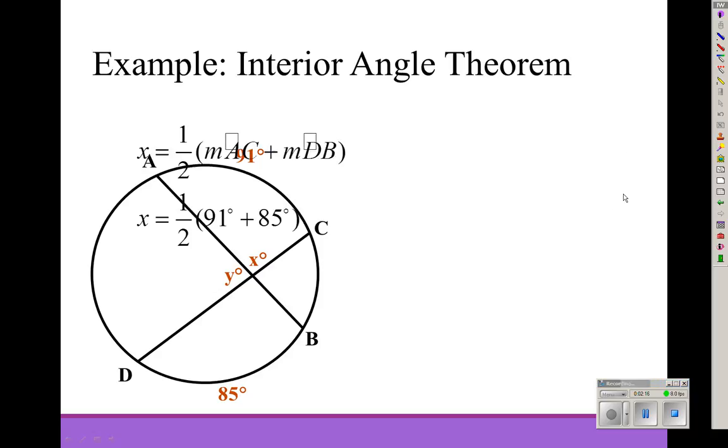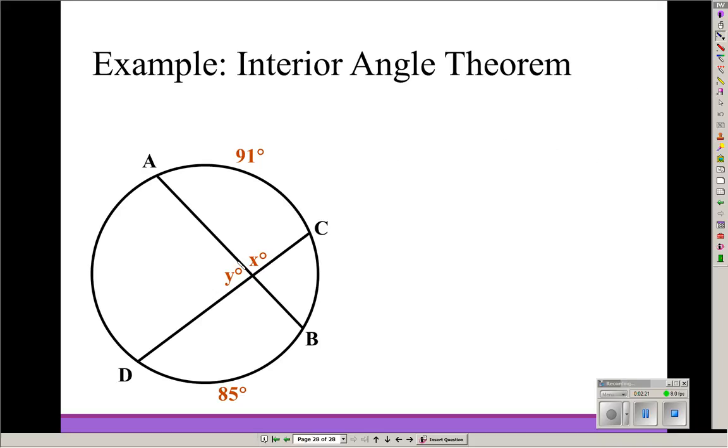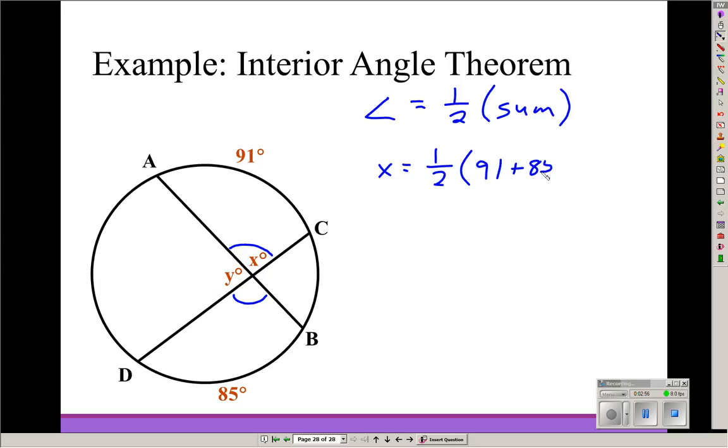So let's look at this example. We're going to find x and y. Well, I have two intercepted arcs here, and those arcs, that's what the angle at x opens up to, and what its vertical angle opens up to. When these segments intersect inside, then the angle measure is half the sum of the arcs. So the angle is x, and that's half of the sum of the arcs, and that'll be 91 plus 85.